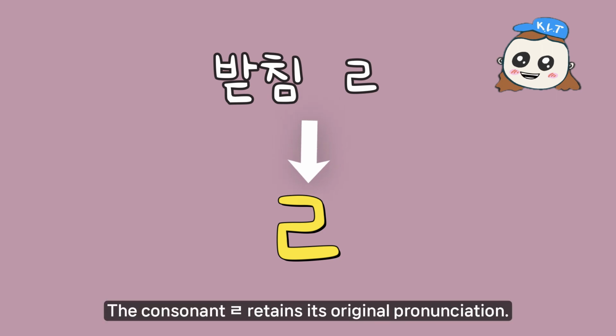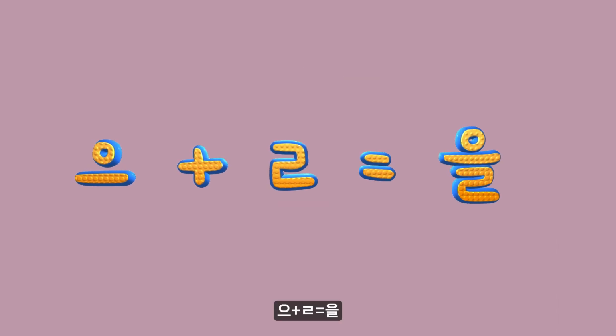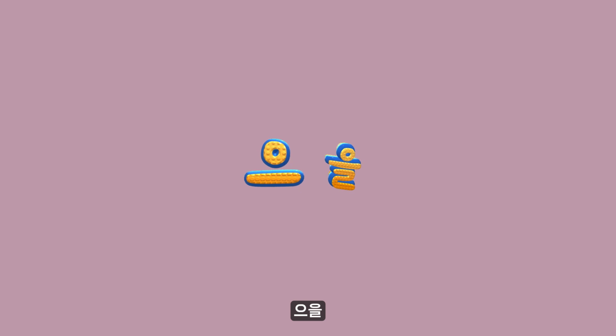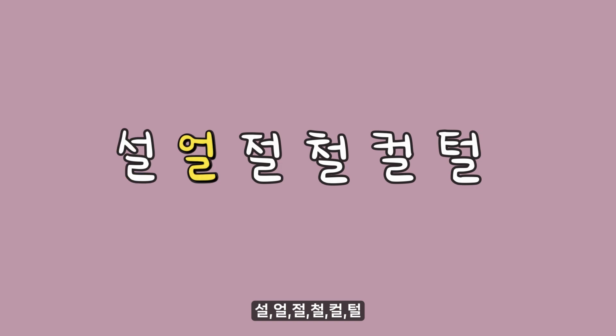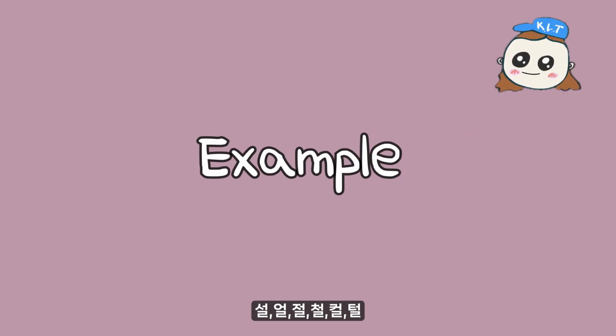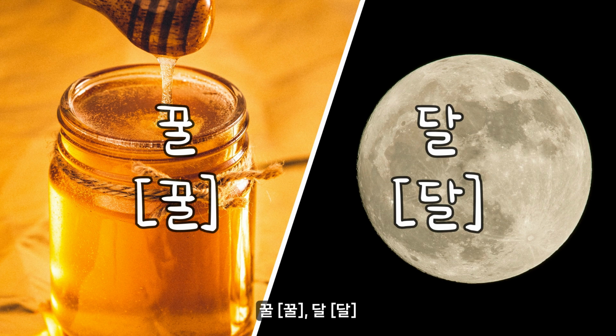The consonant 리을 retains its original pronunciation. Let's practice 리을. 을, 을, 을. Here are some example sounds. 설, 얼, 절, 철, 컬, 털. Here are some example words. 꿀, 달.